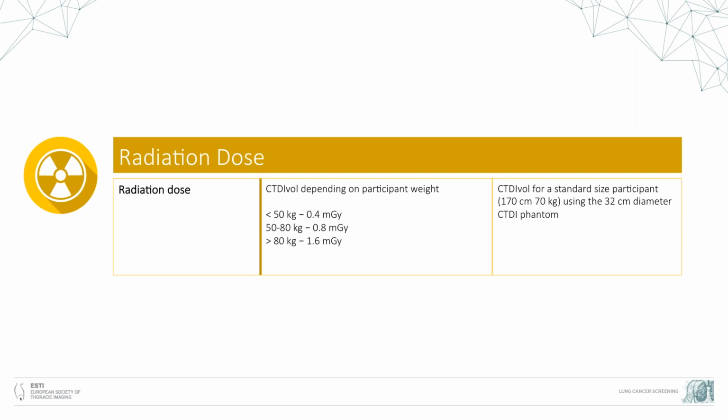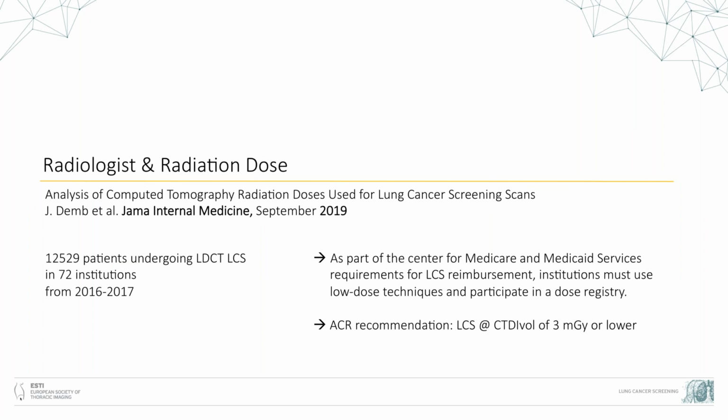And for participants, which probably will be the majority, of more than 80 kilograms, 1.6 milligray. The 1.6 milligray in effective dose will correlate around, for a male, to 1 millisievert. So last month, a paper was published in JAMA Internal Medicine regarding radiation doses that were used for lung cancer screening scans in the US.